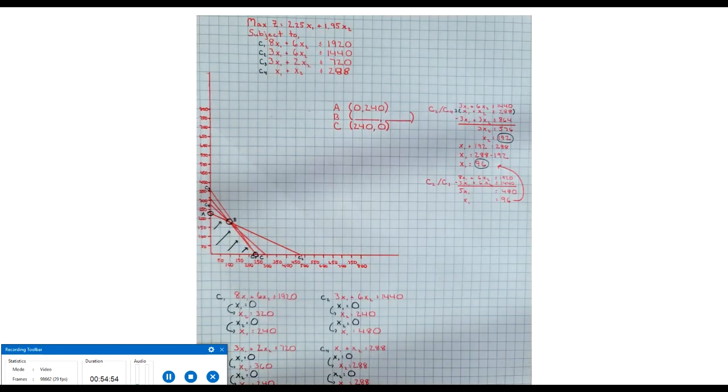So let's go. And we see here we have 8x1 plus 6x2 equals 1920 minus 3x1 plus 6x2 equals 1440. We don't have to multiply anything because the x2s will automatically cancel out. So we get 5x1 is equal to 480. We divide 480 by 5, and we get x1 is equal to 96. This tells us we have found the correct points for point B.